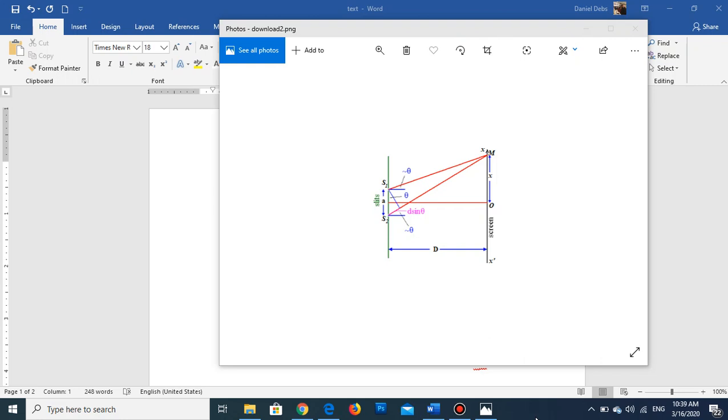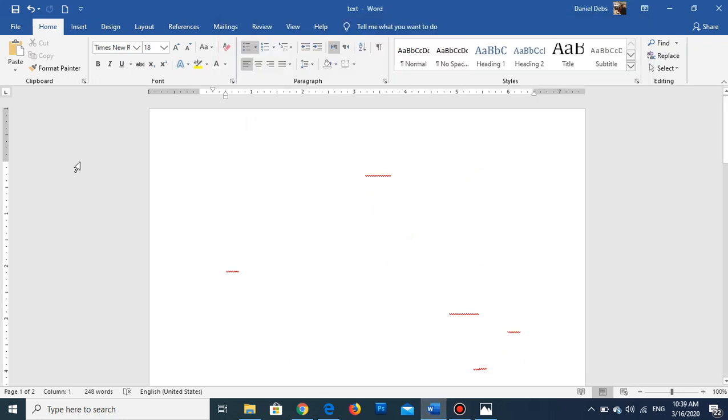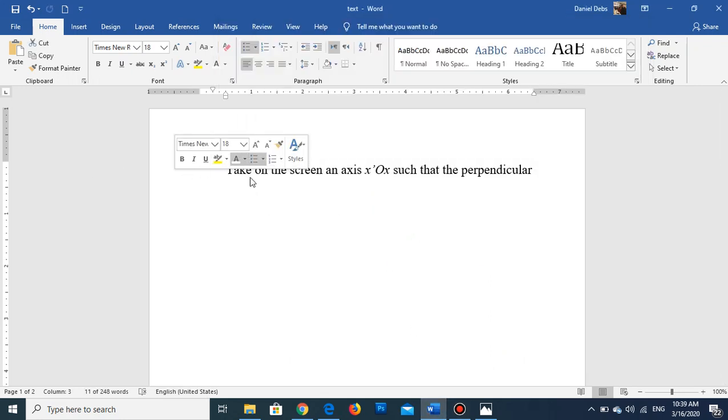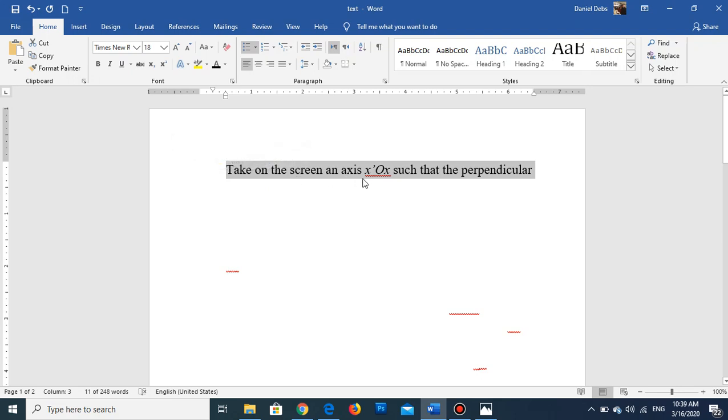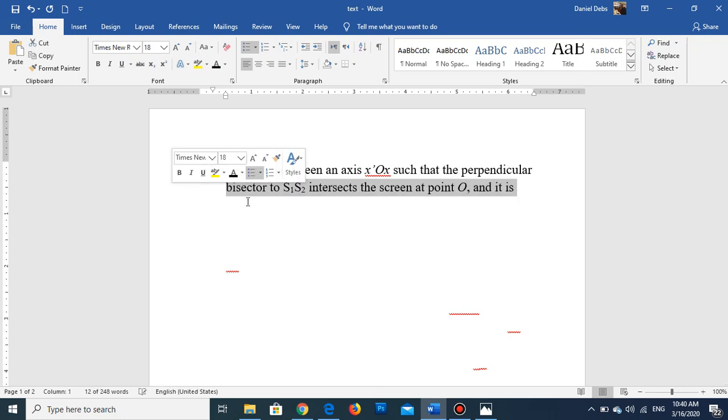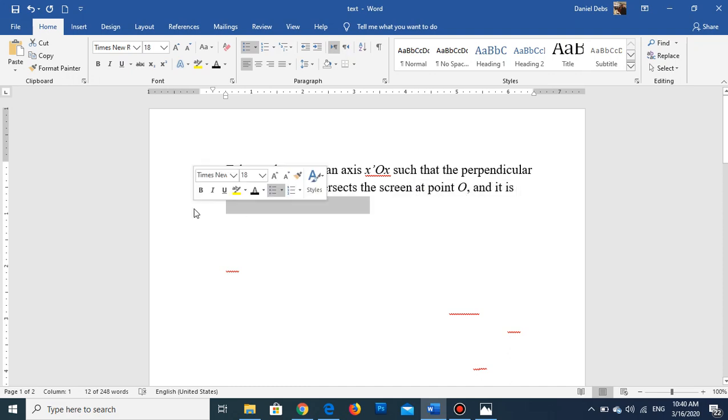As I said before, to determine the points of maxima and minima, where maximum and maximum meet, or minimum and minimum meet, or maximum and minimum meet, there is a new variable called optical path difference. We must know it very clearly. Take on the screen an axis x prime O x, as I said before, such that the perpendicular bisector to S1, S2 intersects the screen at point O, and it is directed vertically upward.